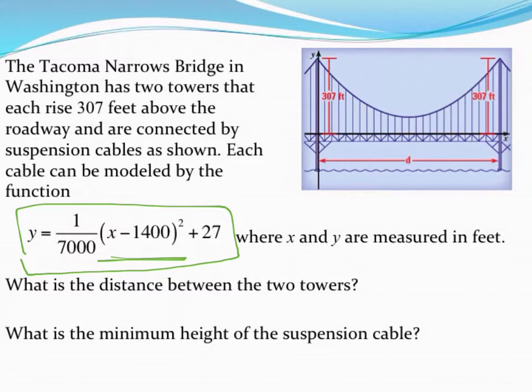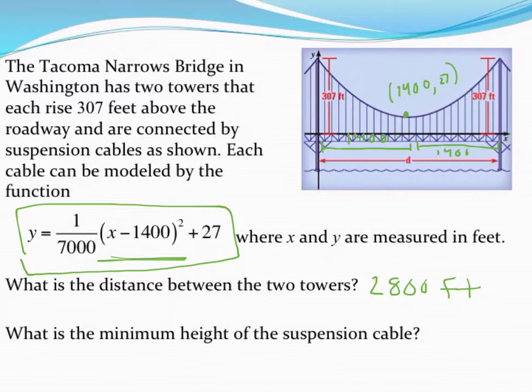The first thing I'm going to do is identify the vertex of my parabola. The vertex, because I'm in vertex form, is just going to be 1400, the opposite of the h value, and then comma 27 as the y value. So there's my vertex. If I were to walk from the first tower all the way to the center where the vertex is going to be, that's going to be a distance of 1400 feet. Because I know the vertex is right there in the center of the parabola, and this is all symmetrical, if I were to walk the other half of the bridge, that's also going to be 1400 feet, which means the distance between the two towers is just 2800 feet.